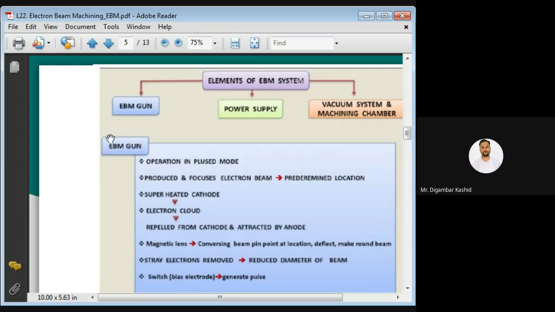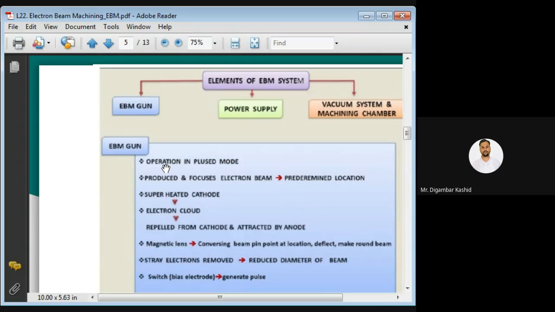So the electron beam gun operates in pulse mode. There are some biased electrodes used, so by controlling this electrode you can generate the electron beam. So a pulsed electron beam you can generate. The electron beam gun produces the focused electron beam on a predetermined location.